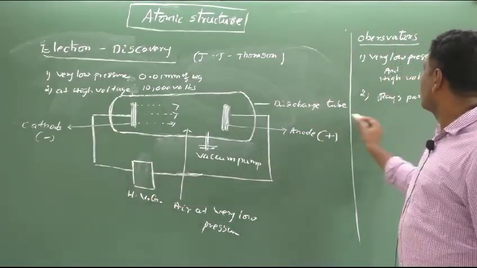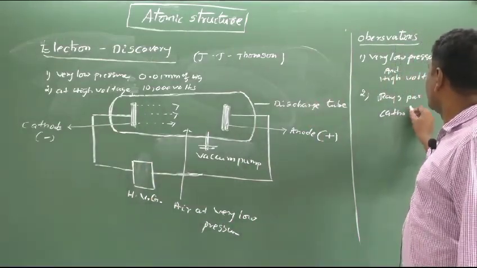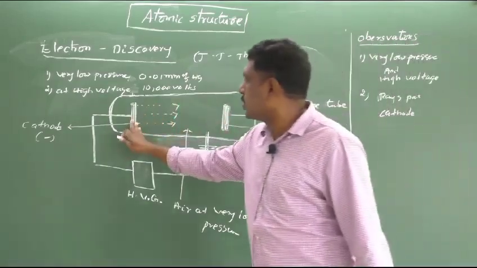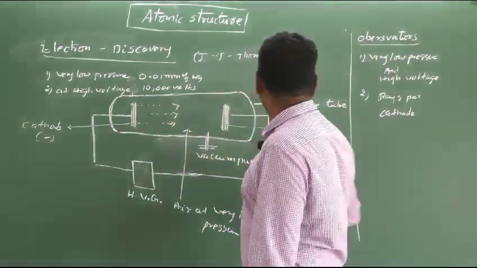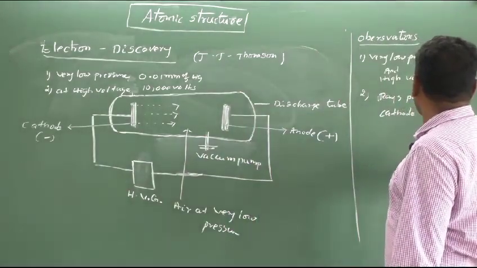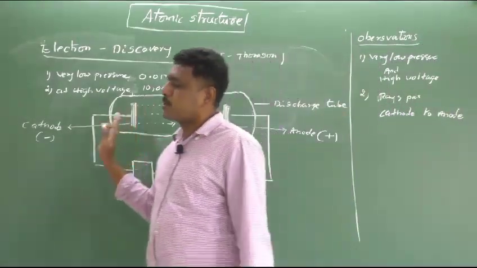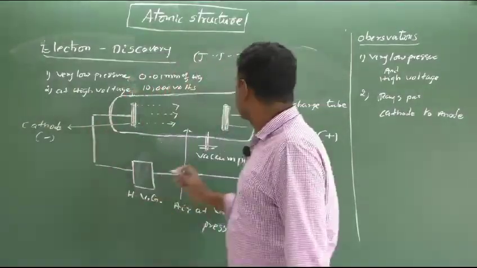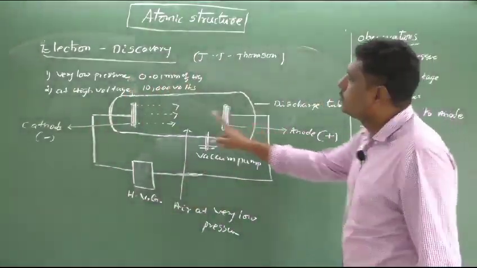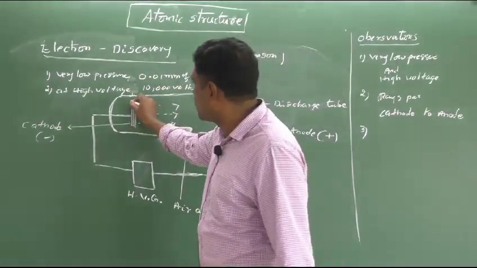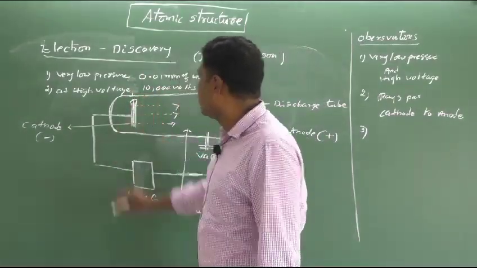Second, these rays pass from cathode to anode. So these are emitted from the cathode. They are generated from the cathode here.